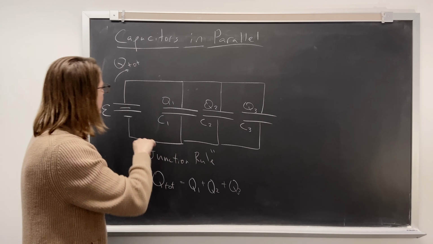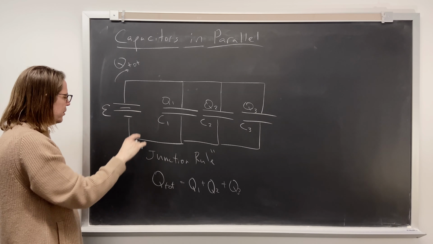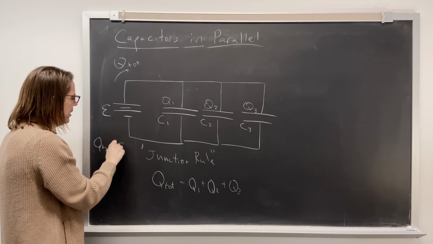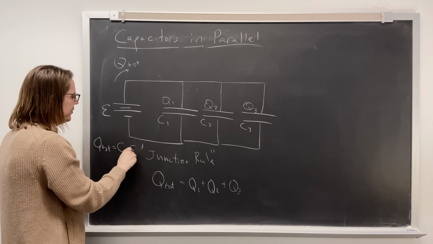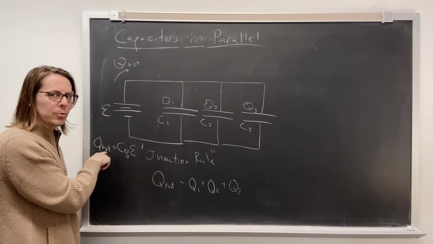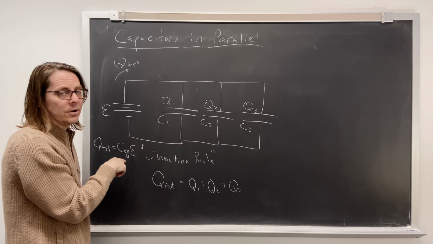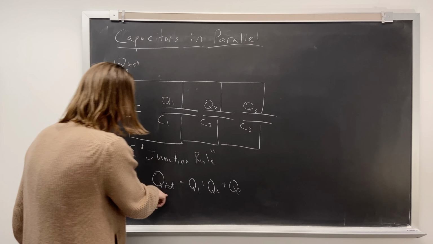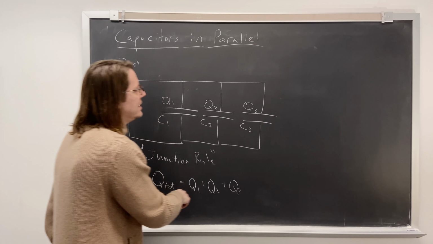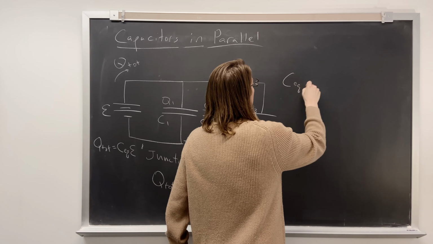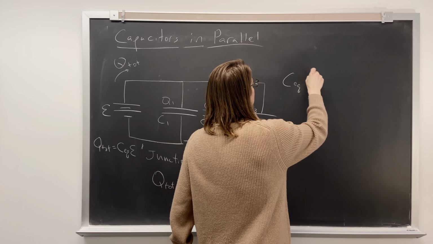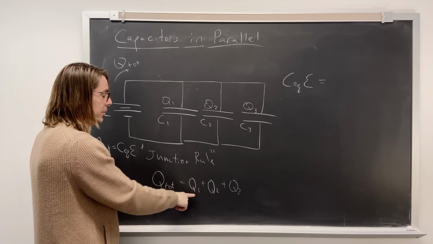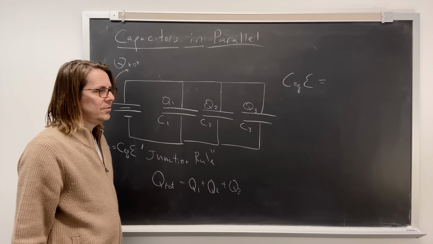So we know the battery is just looking for some equivalent capacitance, right? So the Q total, according to the battery, is the equivalent capacitance times the EMF. Same formula we used for series. That's all the battery knows. So we can use that for Q total, C equivalent times the EMF. What about Q1? Well, Q1 must be C1 times delta V1.